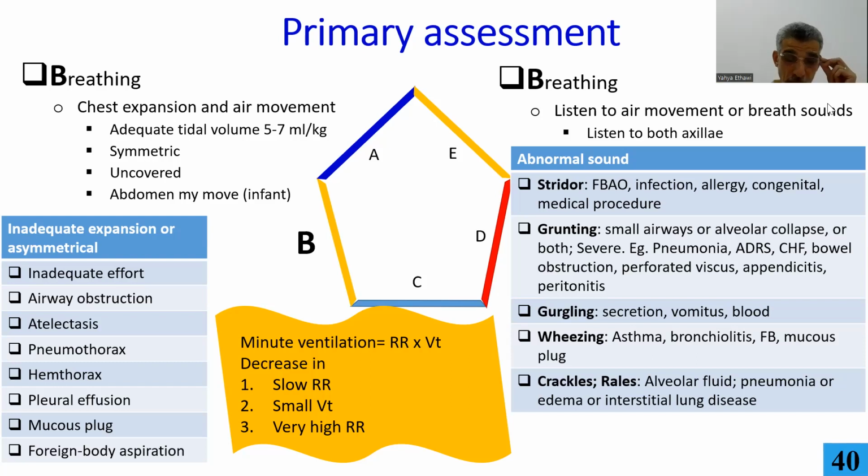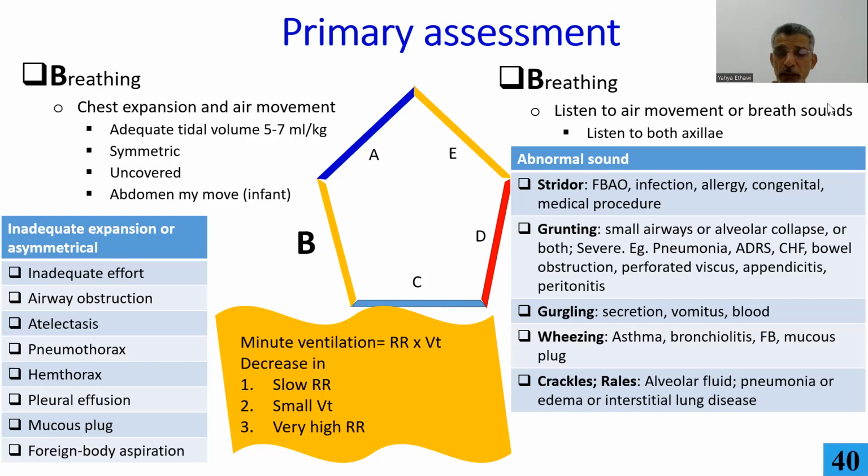Minute ventilation, let's speak about tidal volume. Tidal volume is the amount of air going inside the lung per one cycle. Usually it's 5 to 7 mL per kg, so for a 10 kilo baby, it's 50 to 70 mL. In a newborn baby, it's 3.5 to 5 mL. Minute ventilation is the amount of air entering the lung over one minute.